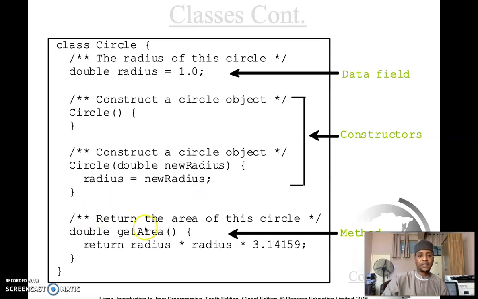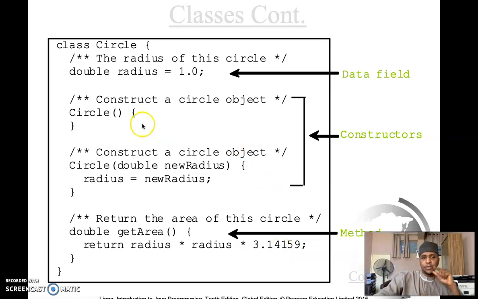Lastly, we have a method for calculating the area of that circle. So double getArea is a method, and this method returns a value which is the area of the circle. You see the return statement: radius times radius times 3.14159, which is the value of pi.